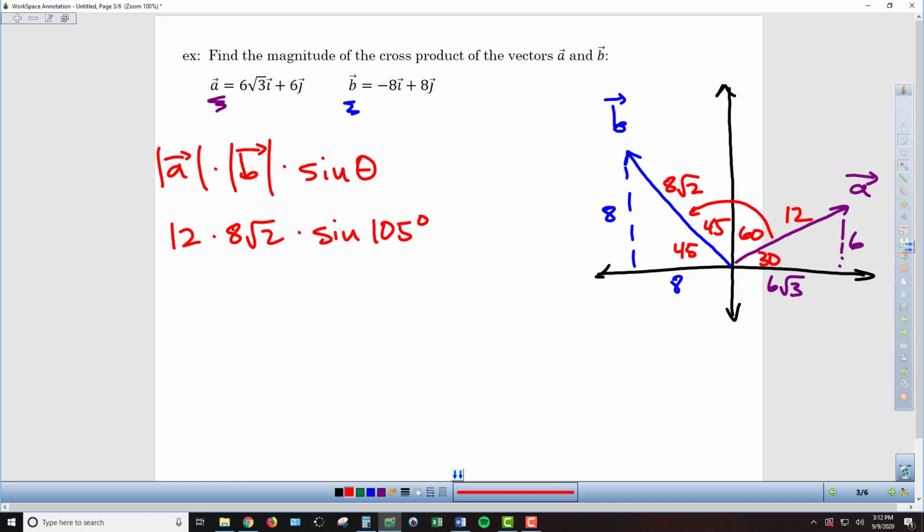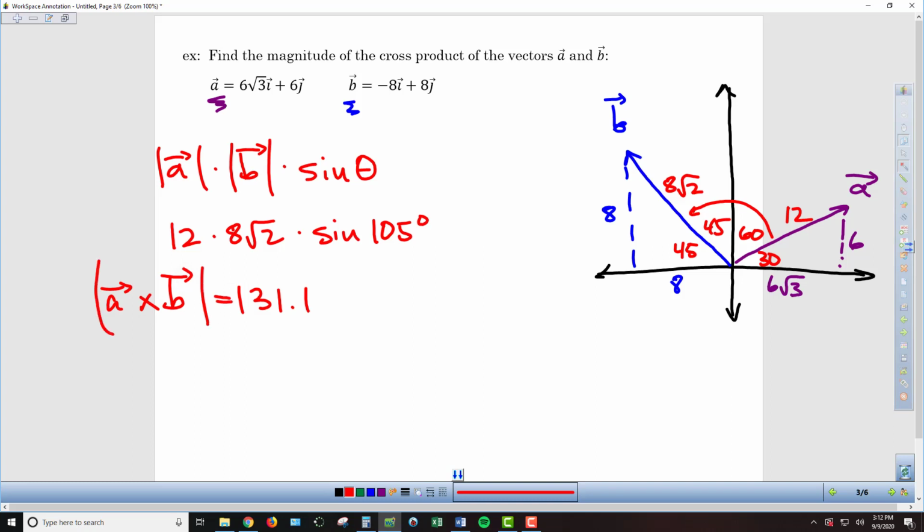And so now I've got everything that I need to be able to find the magnitude, so I just need to multiply 12 times 8 root 2 times the sine of 105 degrees, and just so that we can continue our process of rounding off to arbitrary places in our notes, we can say it's 131.1 is going to be the magnitude of our cross product. So we can write it like this.